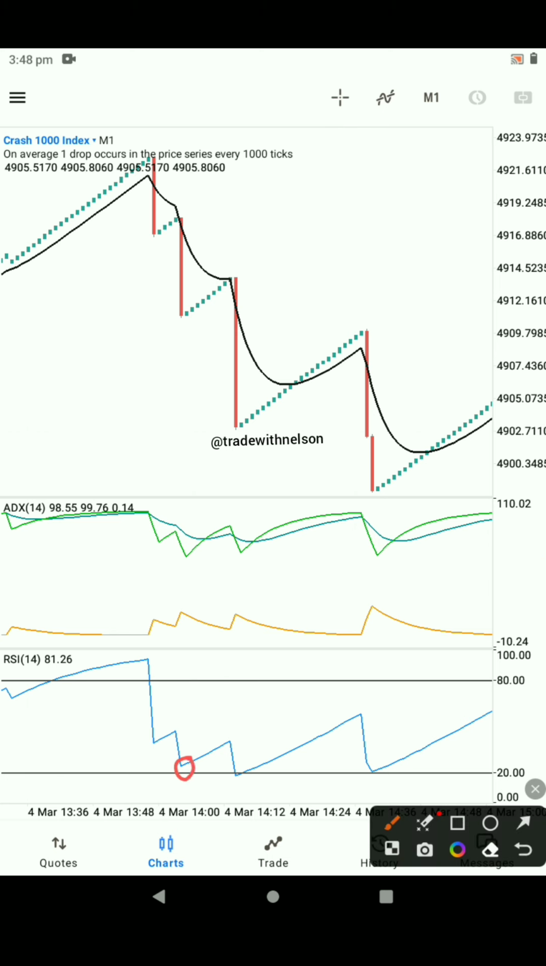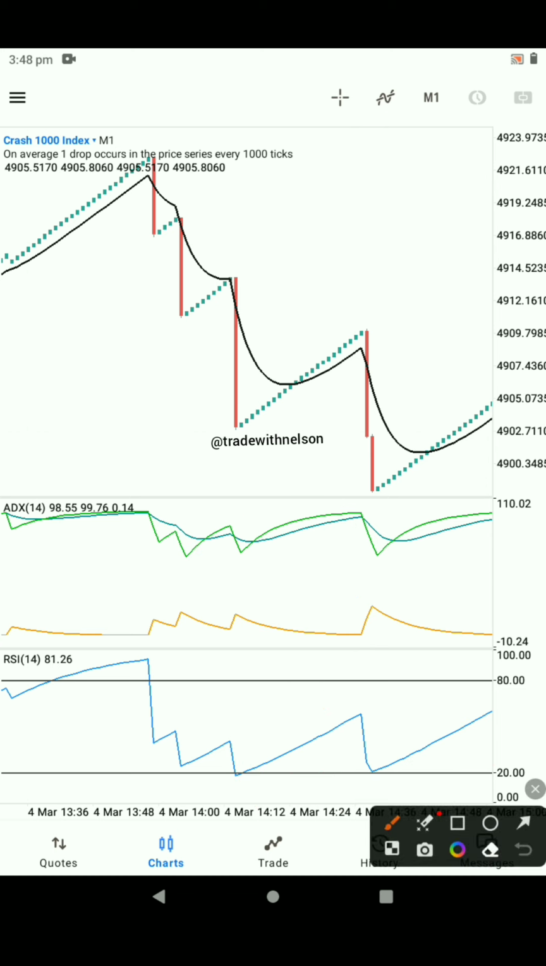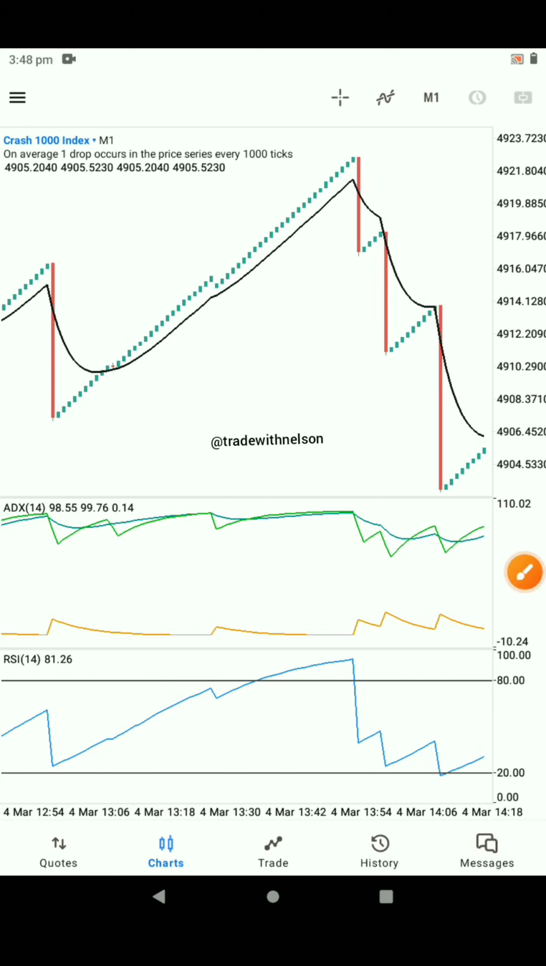So here it is closer, we have a cross, but it rejects the moving average. This is why you always wait for all conditions to be met. It must enter into the 20 level or touch the 20 level. That is condition 1. You must see a cross in the ADX, condition 2, and 2 candles closing above the moving average. That is condition 3.